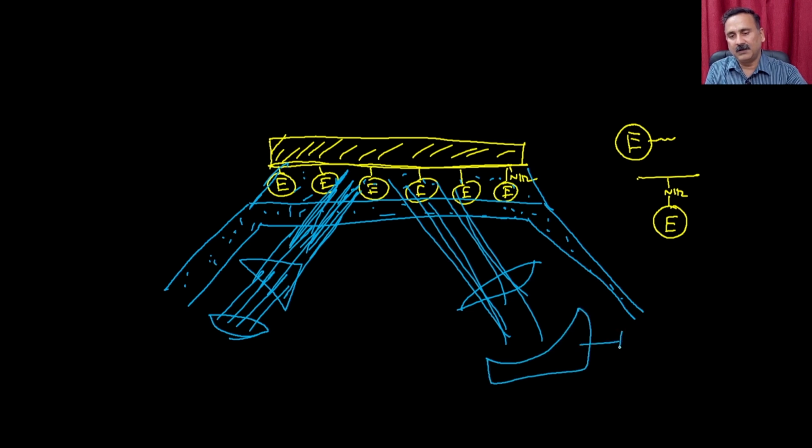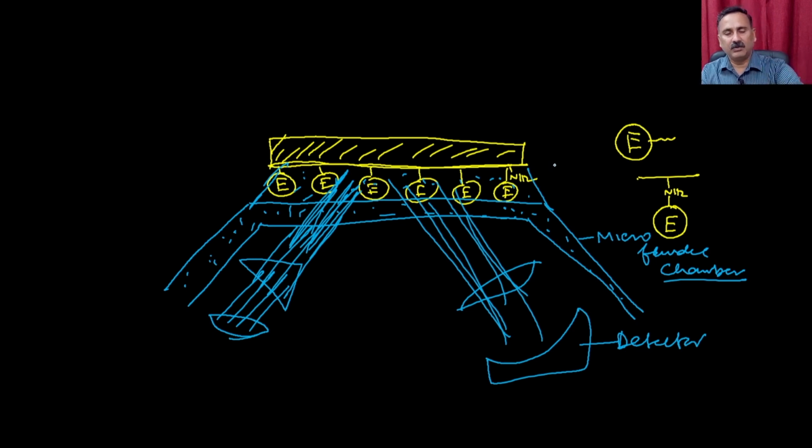So this is the detector we have, and this is a microfluidic chamber. And I have already conjugated the enzyme. I can conjugate any of the pair, like I can conjugate the antibody or antigen or any kind of pairs.